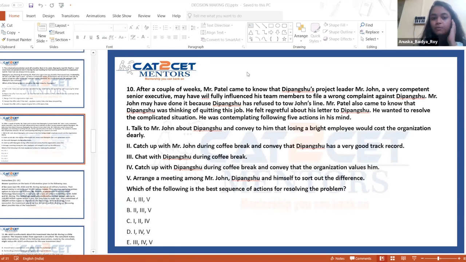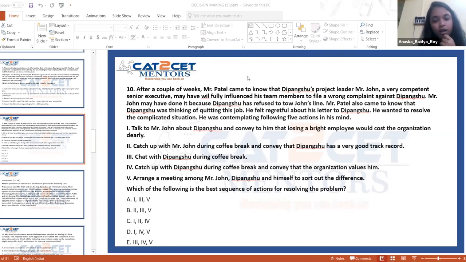Now, we have option 3, which says that chat with Dipanshu during coffee break. Okay, so chat with Dipanshu. So what? What will I do chatting with him? Nothing mentioned. 4, catch up with Dipanshu during coffee break and convey that the organization values him. Now, between 3 and 4, which one is more valid? Right? So between 1 and 2, 1 is valid. Between 3 and 4, 4 is valid.